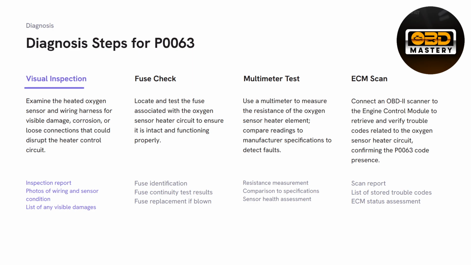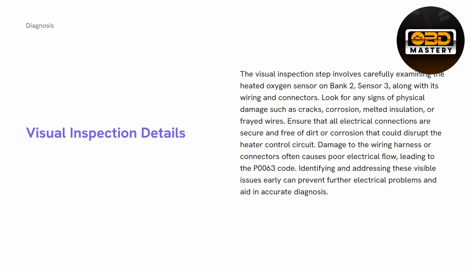Visual inspection is one of the diagnosis steps. You could also do a fuse check or a multimeter test. You could also do an ECM scan, which is a lot better because you get to the bottom of the computer and much more. If you want to do any of the diagnosis steps, you could read below and take it on further. However, we're going to move on with visual inspection details.